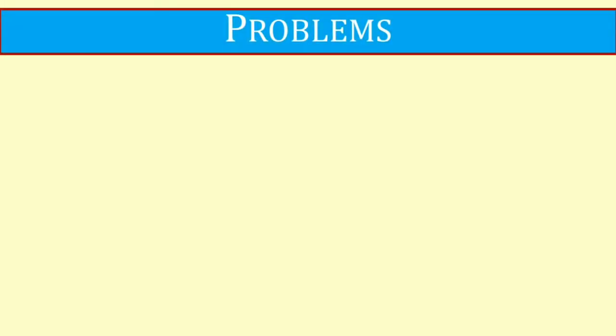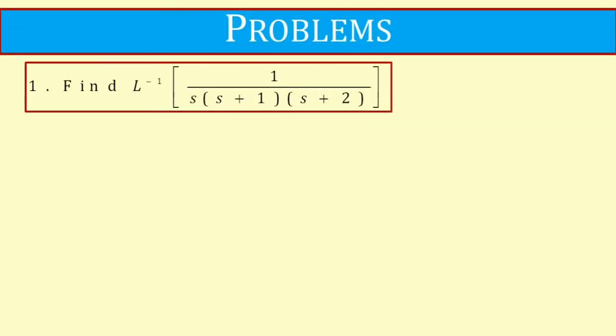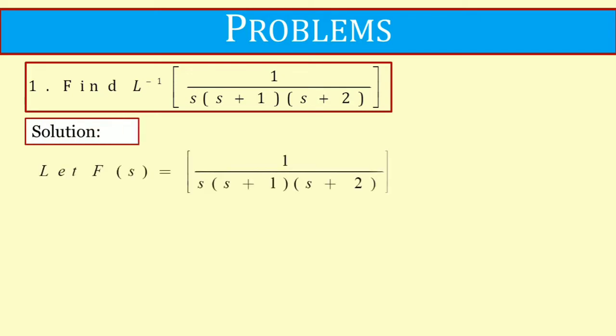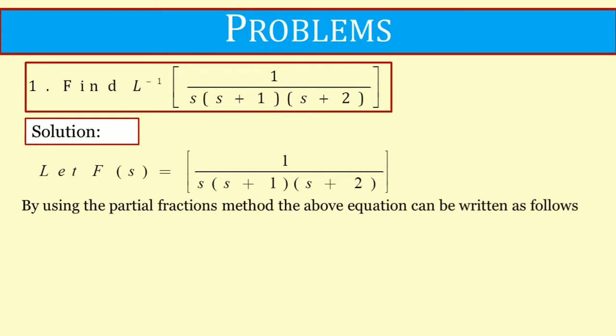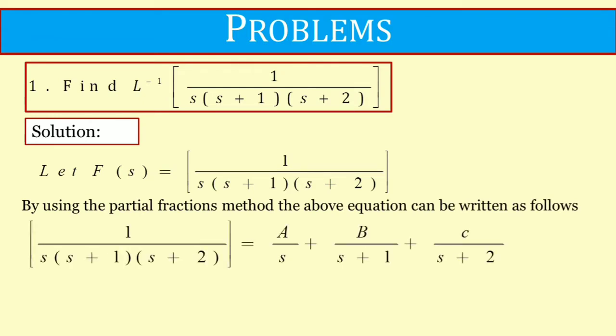Now let us see the problems based on this. First one, find L inverse of 1/(s(s+1)(s+2)). Now let us consider F(s) = 1/(s(s+1)(s+2)). Now in the denominator we are having the first type, s(s+1)(s+2). So by using the partial fractions method, this equation can be written as A/s + B/(s+1) + C/(s+2).